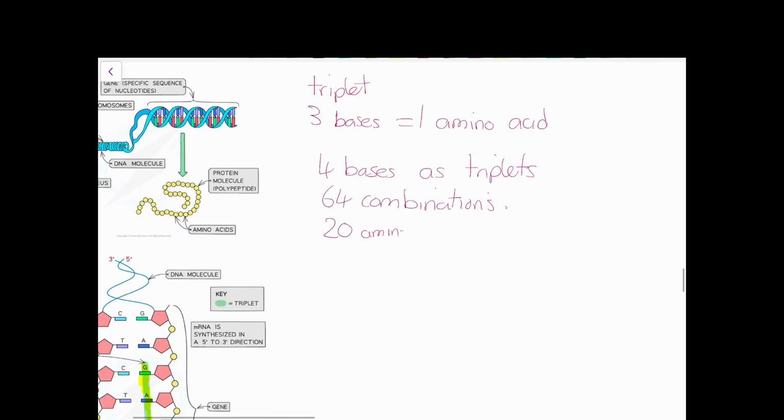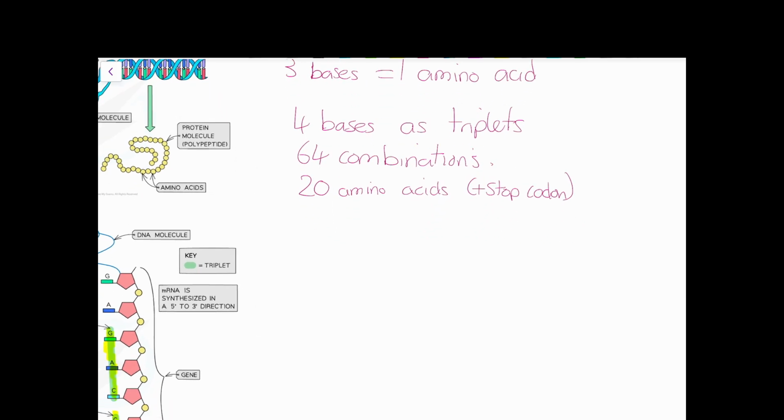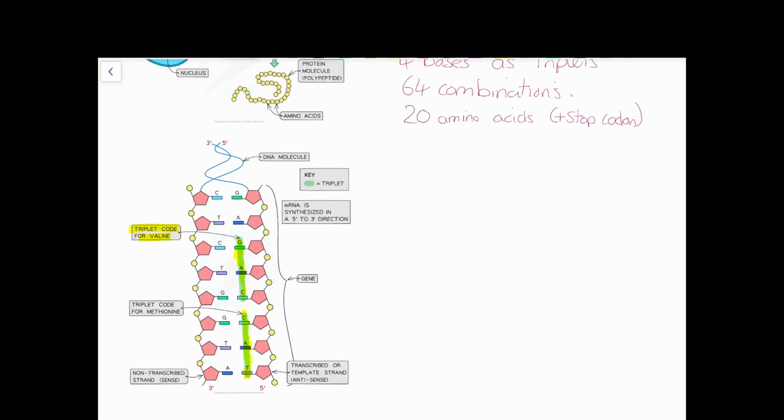So there are only 20 amino acids and a stop codon. What this means is that there are some spares, but it wouldn't make sense for those triplets to code for nothing. So instead, there's a kind of doubling up. Now, the best analogy that I can think of for this is it's a little bit like synonyms with words, is that we can have multiple words that mean the same thing.